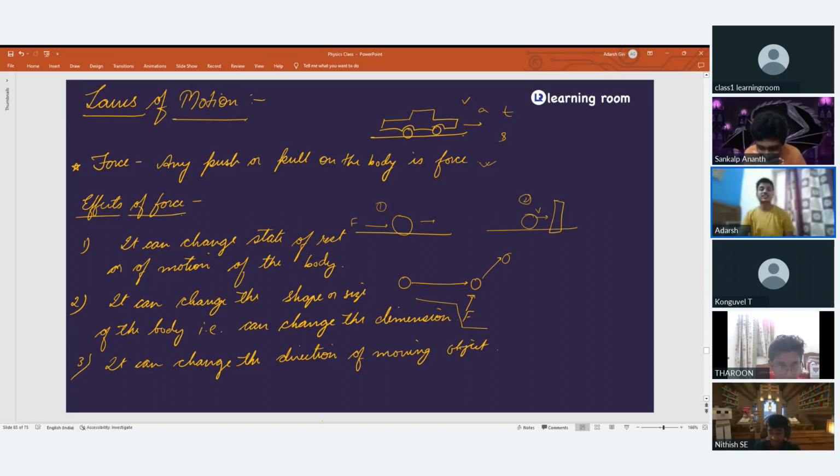These are three general effects of force that we can see in nature. Write it down, then we'll do further. What have you written on the first point? It can change the state of rest or of motion of the body. So either it can create a motion in a body or it can bring a moving body to rest.